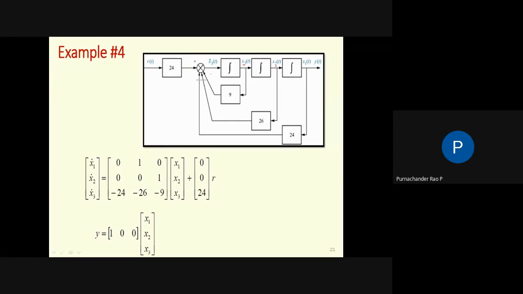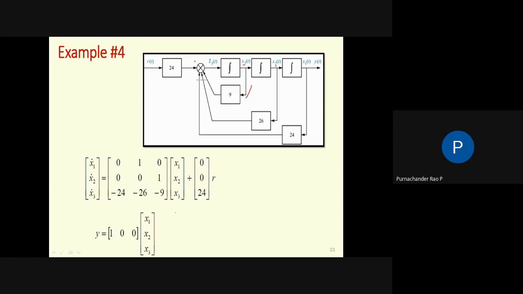Then x3 dot t will be equal to minus 24 into x1 minus 26 into x2 and minus 9 into x3 plus 24 into r. So this is a way of representing your system in a block diagram model.